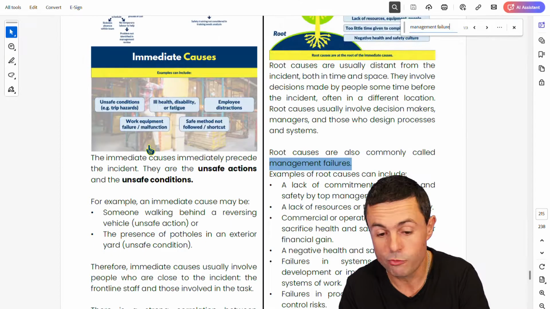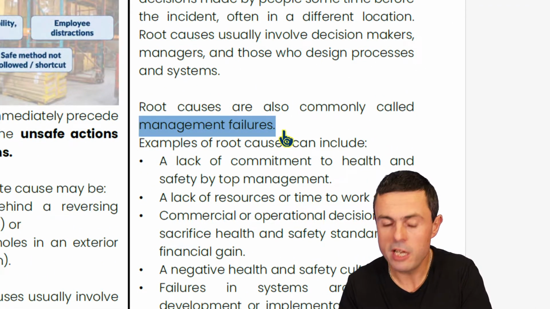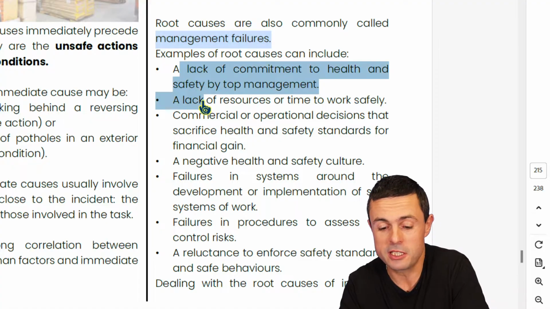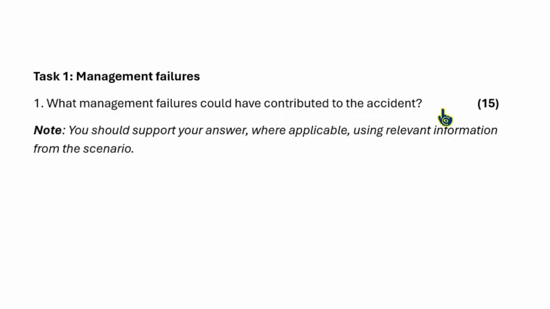Right, well, not a lot. There's 3 mentions of this. Right, here we go. Root causes are also commonly called management failures. Great, and here we've got a list of things. A nice list there. We've got 7 things. Okay, 7 things, but here we've got a 15-mark question.